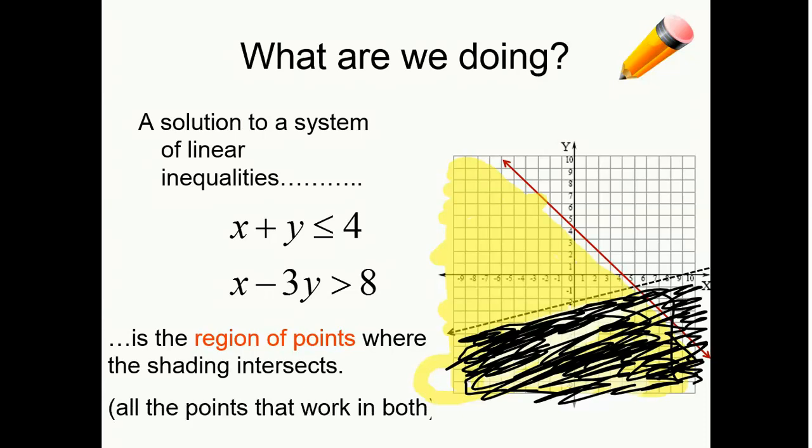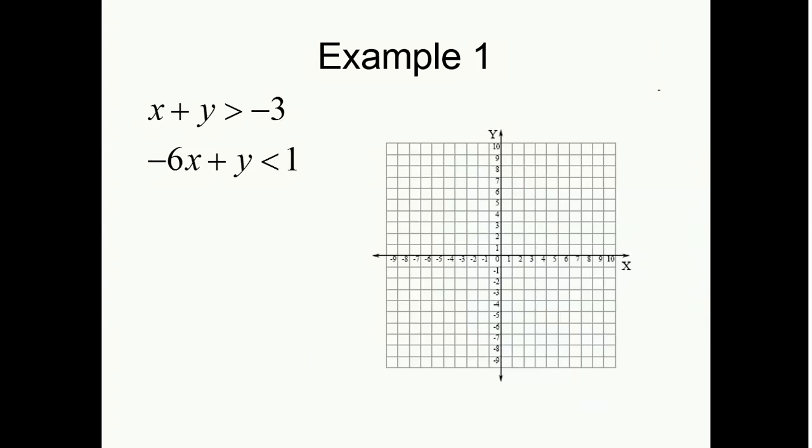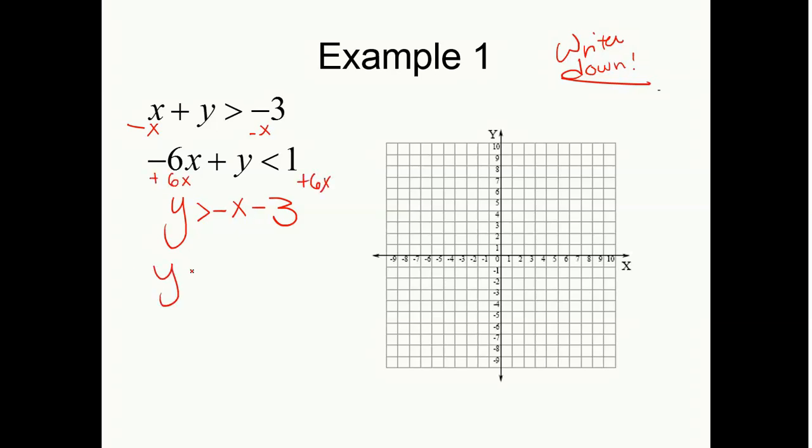So let's take a look at a few examples. x plus y is greater than negative 3. Make sure you write this problem down, okay? So let's solve for y. I'm going to subtract x, and I get y is greater than negative x minus 3. And then I'm going to add 6x on this one. I get y is less than 6x plus 1.